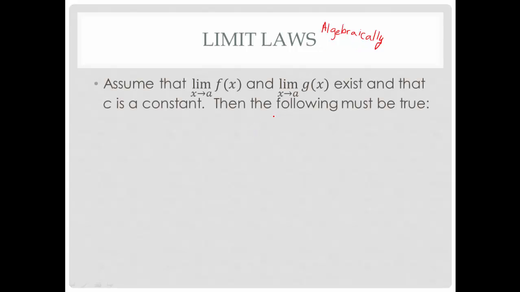So for the limit laws, first we're just going to spell out what they are, and then we'll show you how to actually use them. Start off by assuming that the limit as x approaches a of f of x and the limit as x approaches a of g of x exist. So the left and right hand limits agree, the limits exist, and assume that c is a constant. Then the following must be true. Number 1: the limit as x approaches a of f of x plus g of x is equal to the limit as x approaches a of f of x plus the limit as x approaches a of g of x.